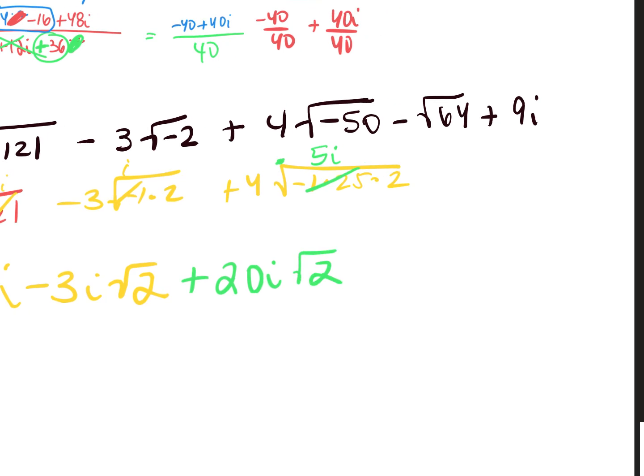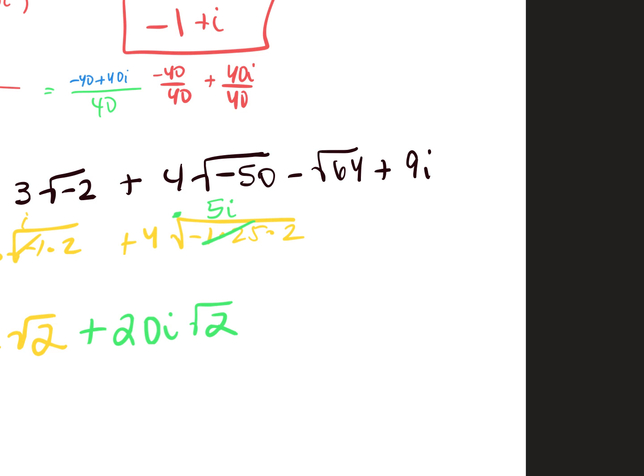All right. So keep scooting. You guys are doing great. So I have minus, does anybody know the square root of 64? 8. Perfect. So minus 8. And then 9i is just hanging out here at the end.